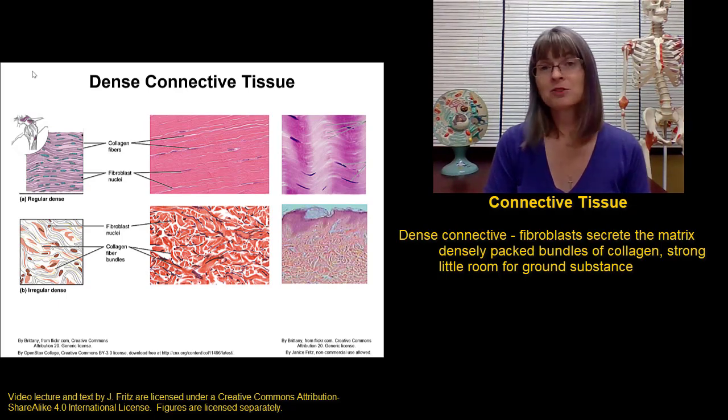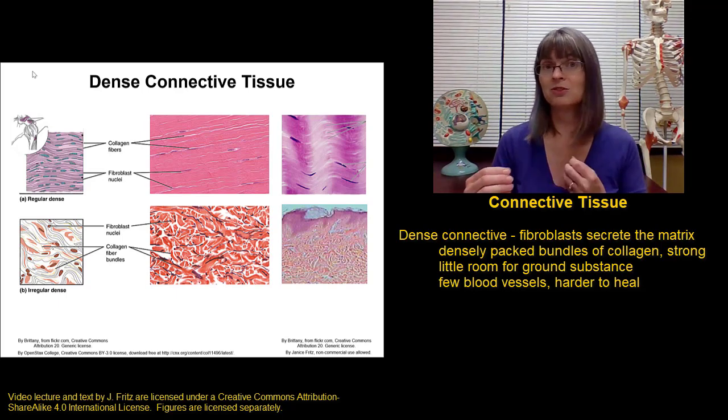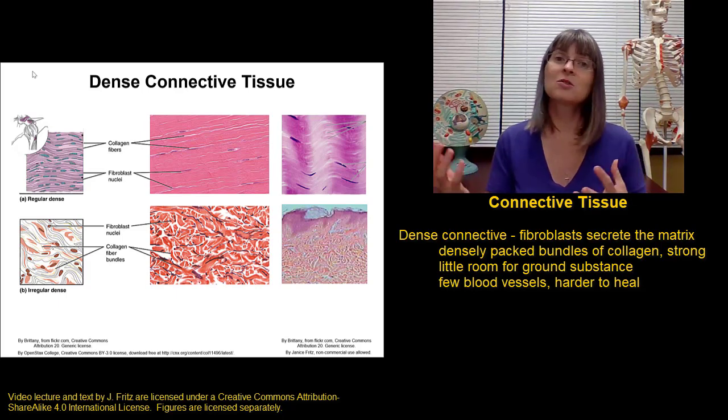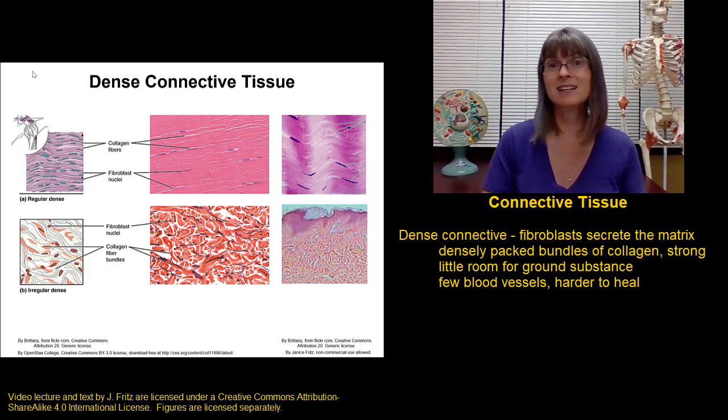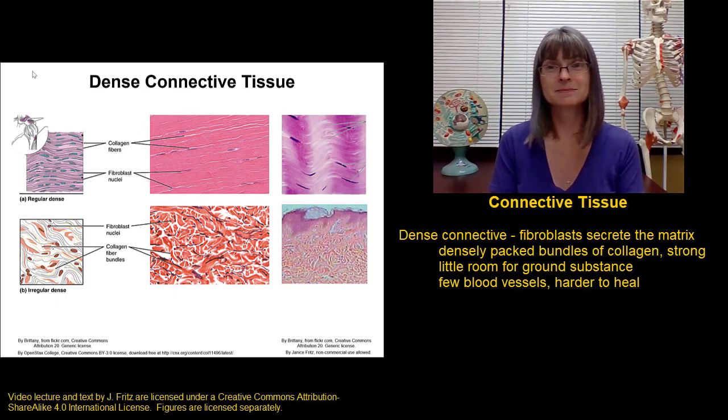There's also not much room for blood vessels. So without ground substance or blood vessels, there's less exchange of materials going on with the cells in dense connective tissue. This makes dense connective tissue a little bit harder to heal. If you damage your dense connective tissue, you've damaged the fibers that are in there, it's hard for the cells to be able to replace those fibers and heal the tissue. It can be done, it just takes a while.